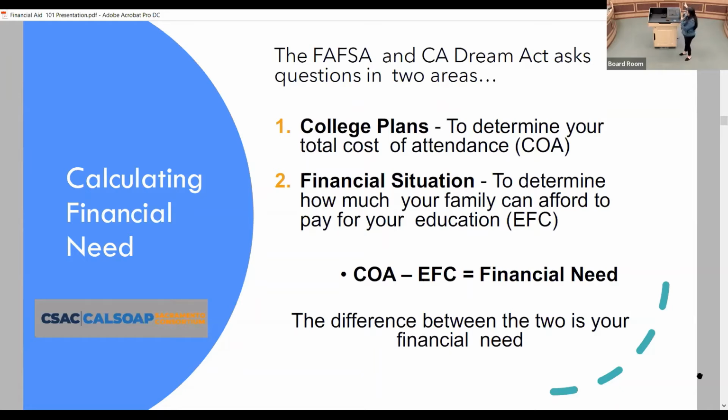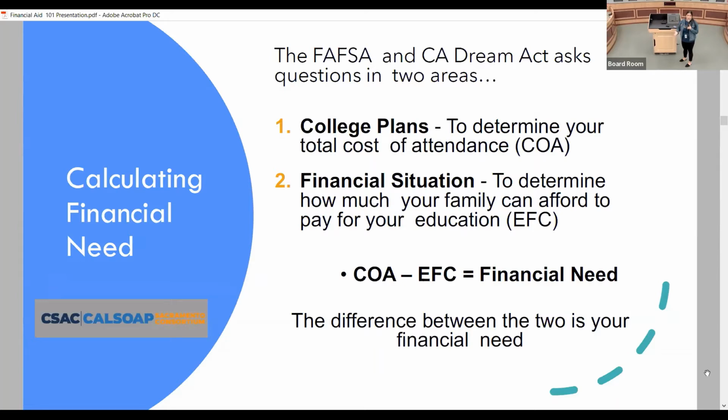Then the FAFSA and the CADA are going to ask you financial questions. How much money comes into your home? Did you as a student work? Did both mom and dad work? Are your parents married? They're going to ask you a ton of questions to try to figure out your estimated family contribution, your EFC. So they need to know, do your parents have any extra money lying around to help you pay for college?